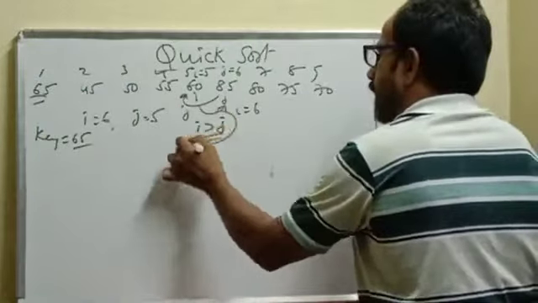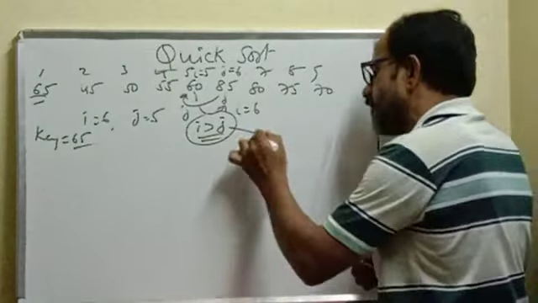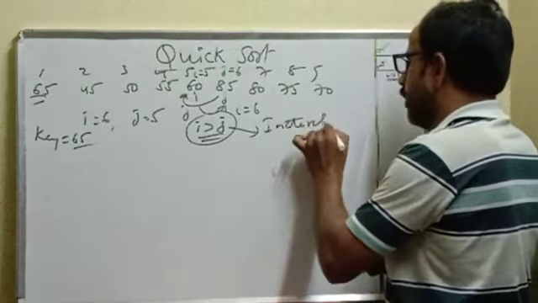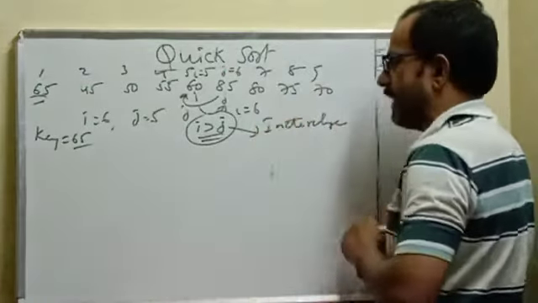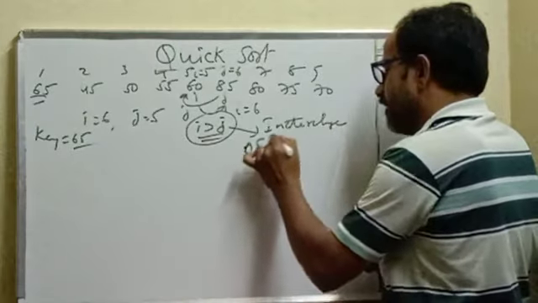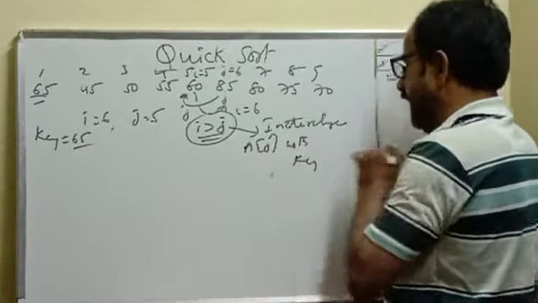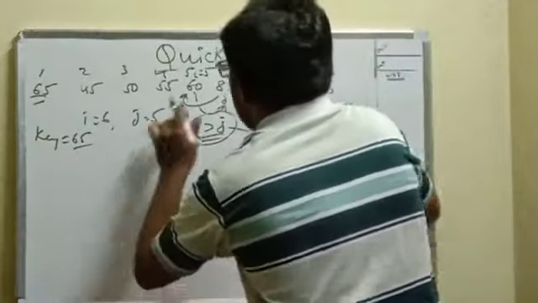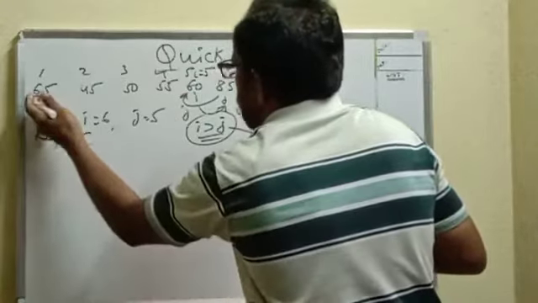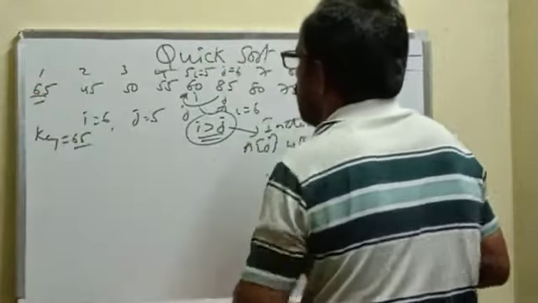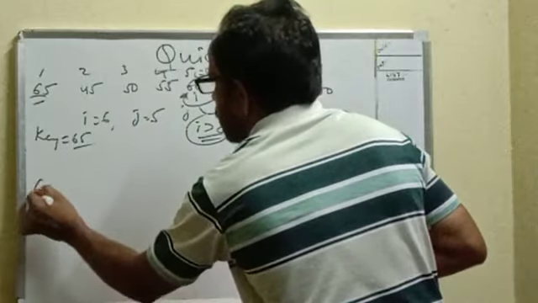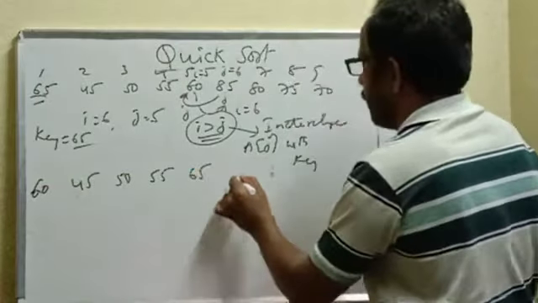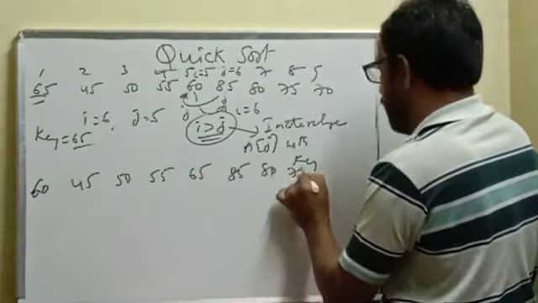So once the crossover occurred between i and j, once i is greater than j, here also we are interchanging, but we are not interchanging a of i with a of j. Here we are interchanging a of j with the key element. Once you interchange, what is the updated array now? 60 comes to the first location, and 65 comes to the 5th index. If you rewrite it: 60, 45, 50, 55, 65, 85, 80, 75, 70.